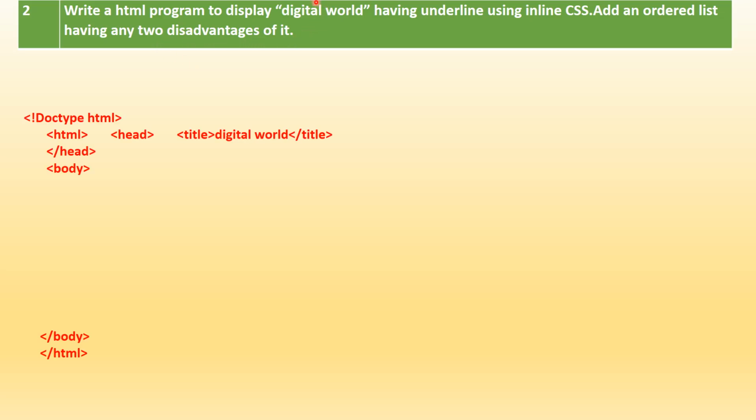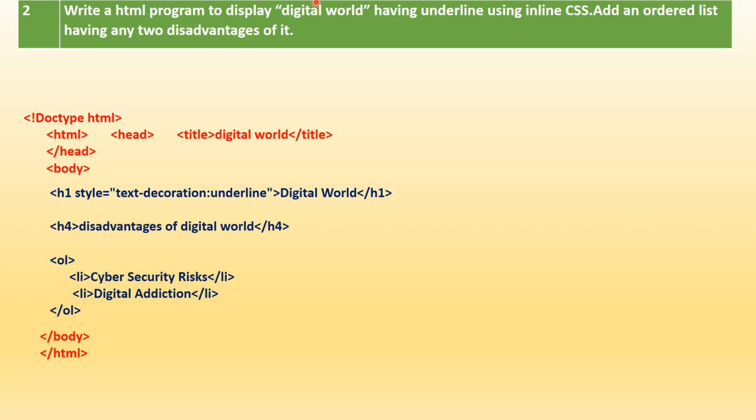So the basic structure. After that, I have written an H1. This digital world should be underlined. So H1 I've mentioned here as a heading. So I have to use inline CSS. In inline CSS, you will use style as an attribute. To get underline, you have to write this property called text-decoration, 2 words, a hyphen in between, colon, underline is the value in double quotes. You will write digital world, close H1.